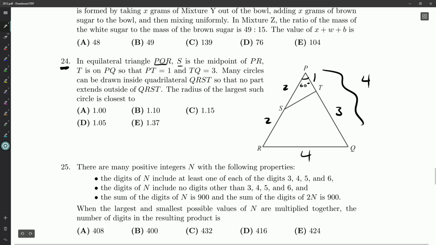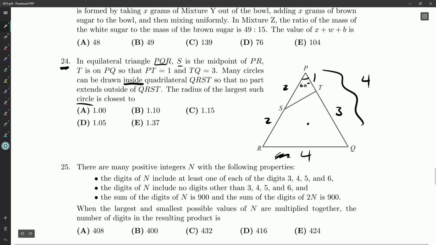Now, many circles can be drawn inside quadrilateral QRST so that no part extends outside QRST. Yeah, I would argue that's what it means to draw something inside. Okay, I can have a circle here, circle here, circle here. Something like this is too big because it sticks out. And what do they want here? The radius of the largest such circle. Okay, the largest such circle.